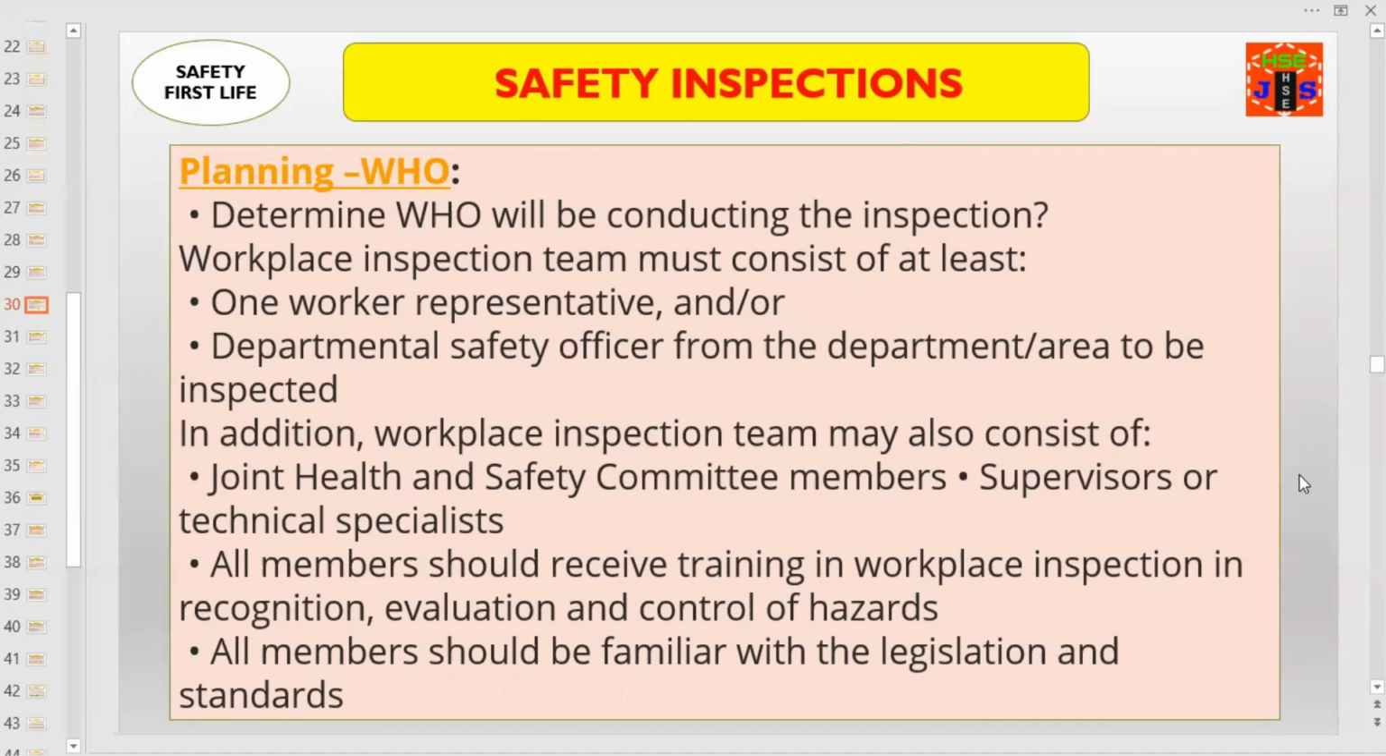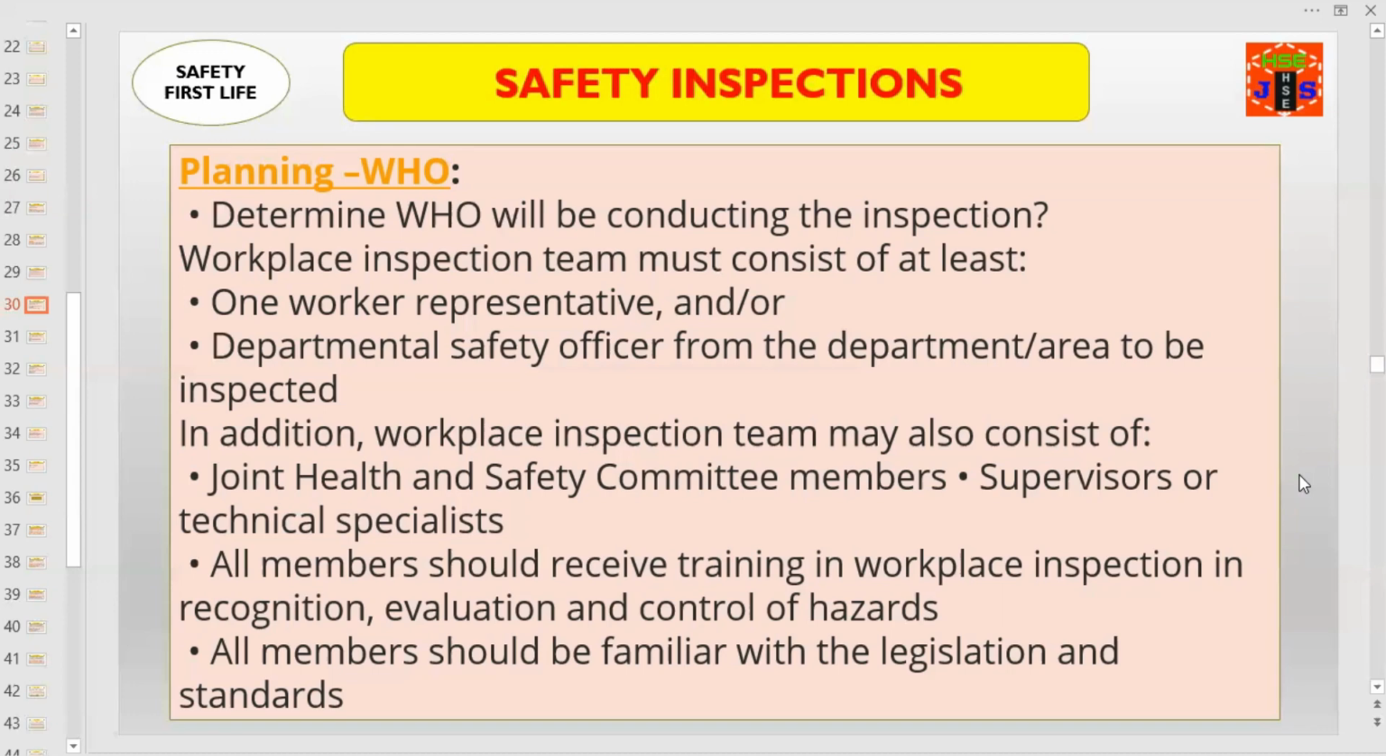Dear friends and fellows, the workplace inspection team must consist of at least one worker representative and a departmental safety officer from the department or the area to be inspected. In addition, the workplace inspection team may also consist of joint health and safety committee members, supervisors or technical specialists, project management staff, and members of top management.